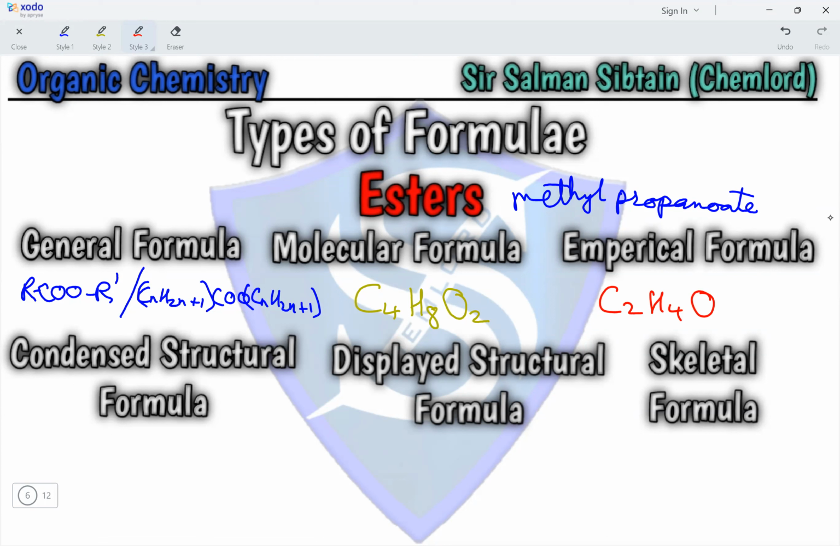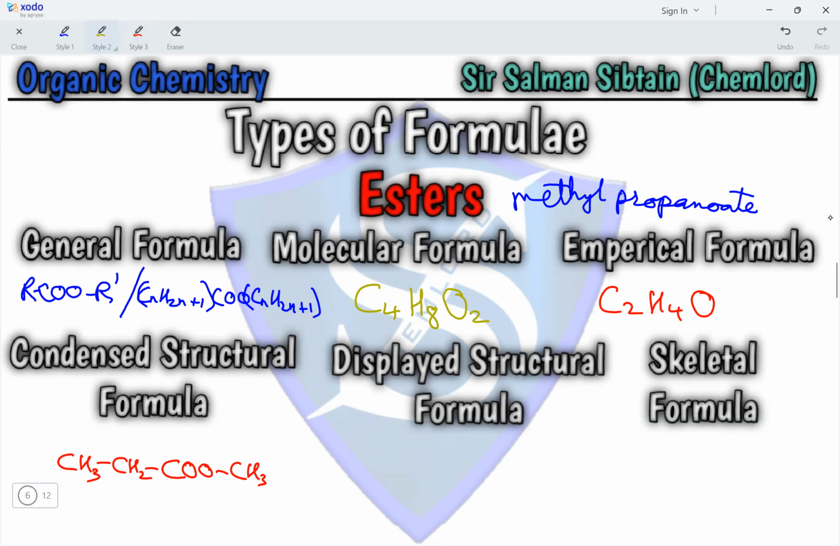Next, the condensed structural formula. So now we've got methyl as part of the alcohol end of the ester, which would be bonded to a COO. So this is CH3, methyl, and since it is propanoate, C double bond O, the carbon being the first carbon atom of the carboxylic acid portion of the ester, would have a CH2 and then a CH3 group bonded to it. So this completes the condensed structural formula of methyl propanoate.